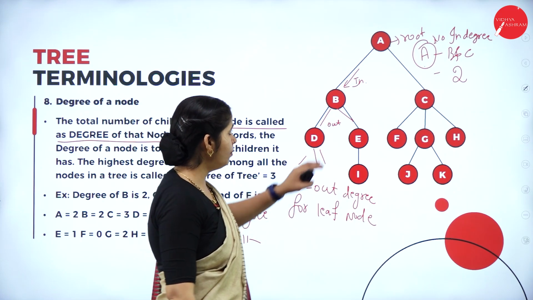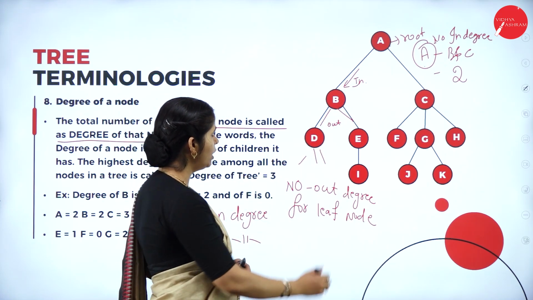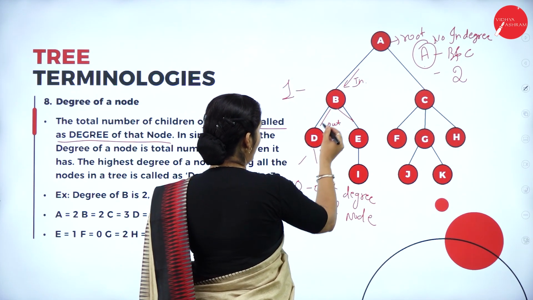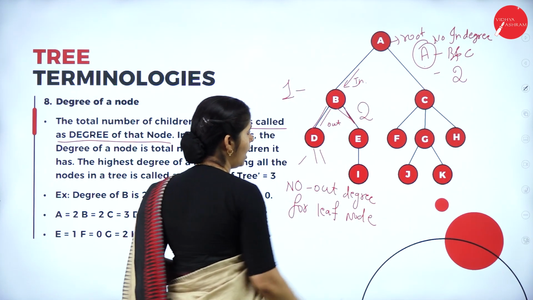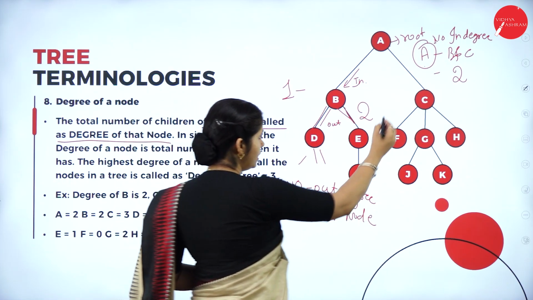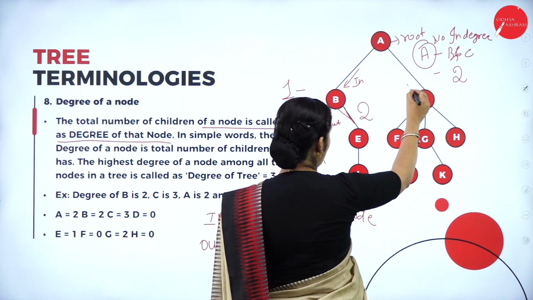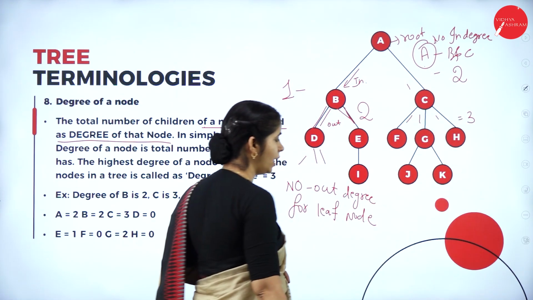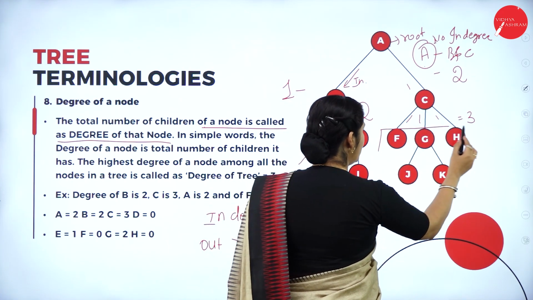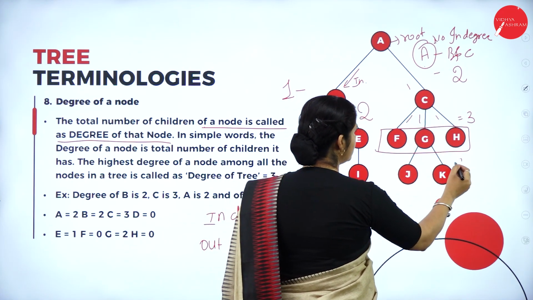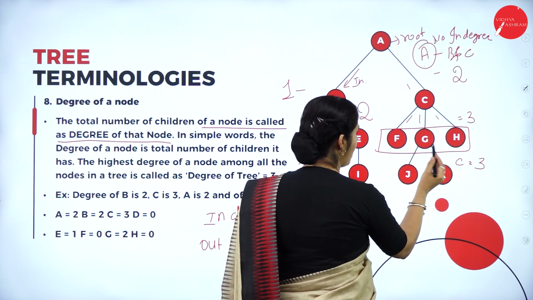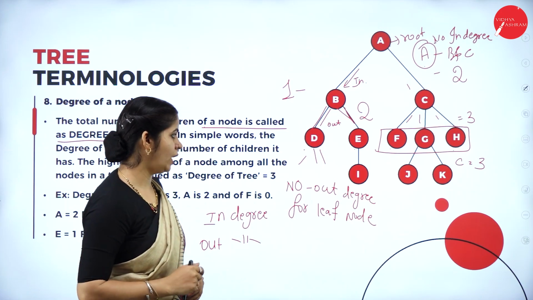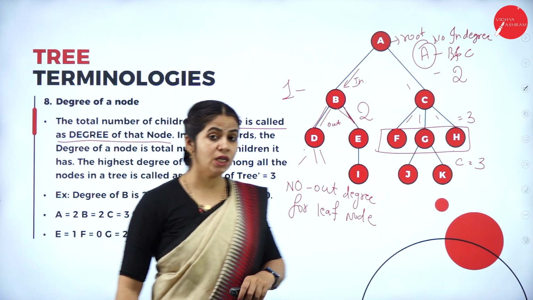Okay. And coming to the example, in the node B, how many in degrees are there? 1 in degree and 2 out degrees are there. Right? Similarly, for C, how many in degrees are there? 1 in degree, and how many out degrees? 3 out degrees are there. So what is the degree of this particular node C? C is having degree 3 because it is having 3 children, and B is having degree 2 because it is having 2 children. Okay, that is about the degree.